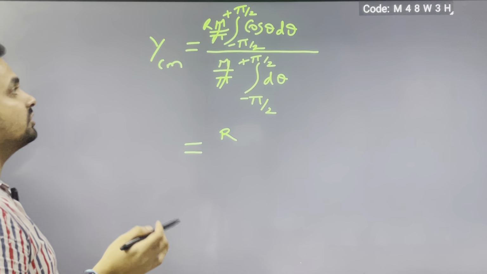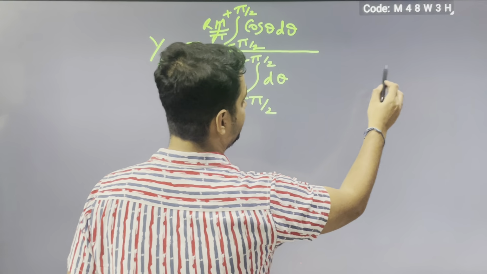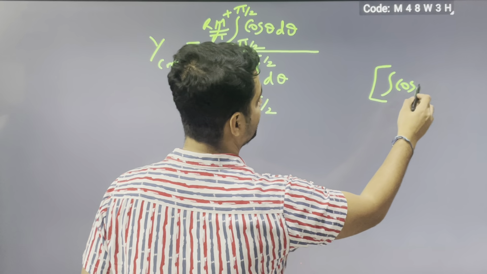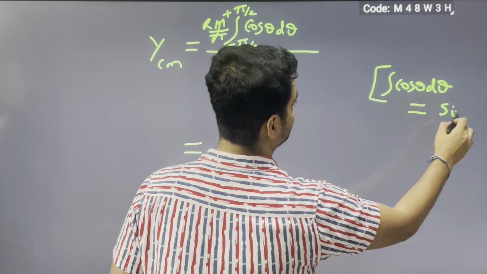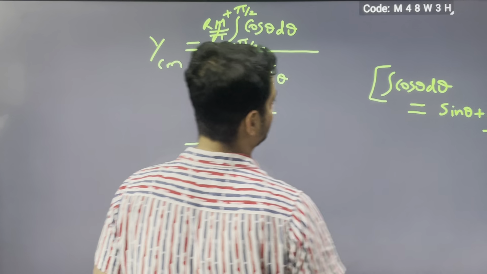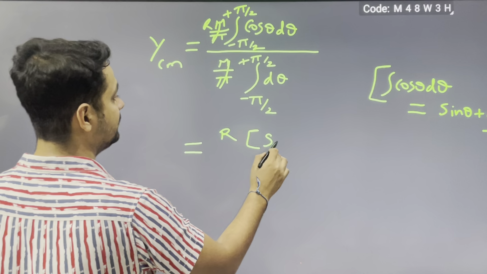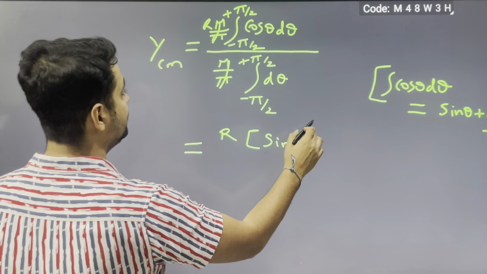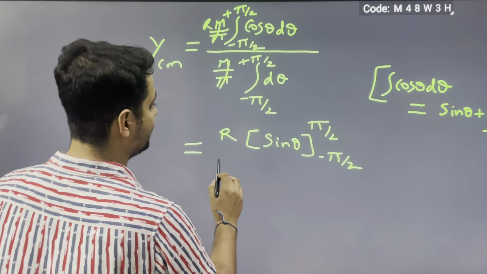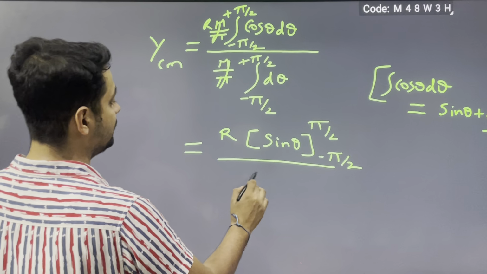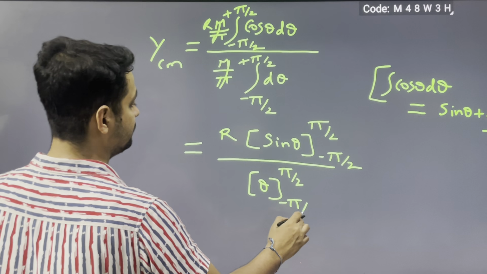Now what is the integration of cos theta d theta? Integration of cos theta d theta you can write as sine theta plus c. Correct? So here you will write sine theta, and the upper limit is pi by 2, lower limit is minus pi by 2. Now integration of d theta is theta, from minus pi by 2 to pi by 2. Correct?